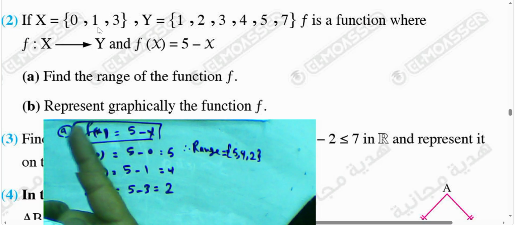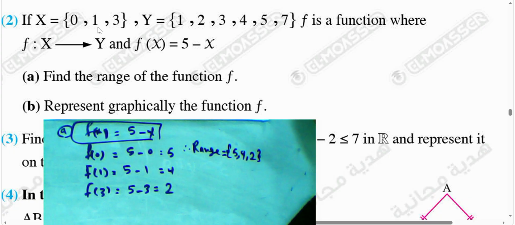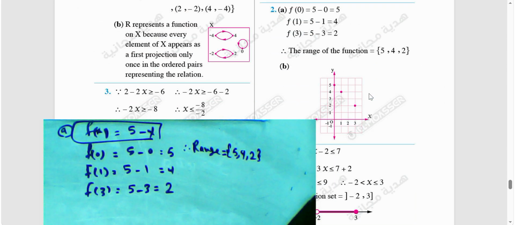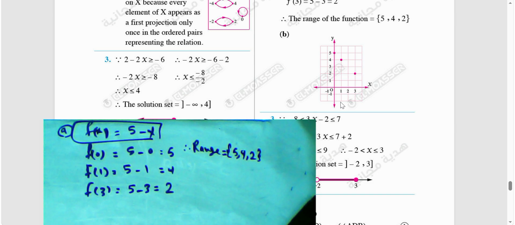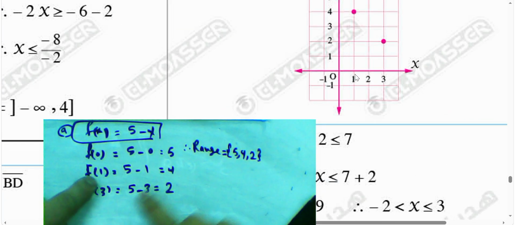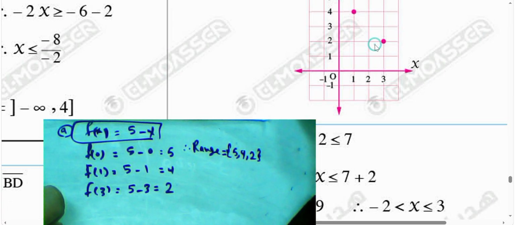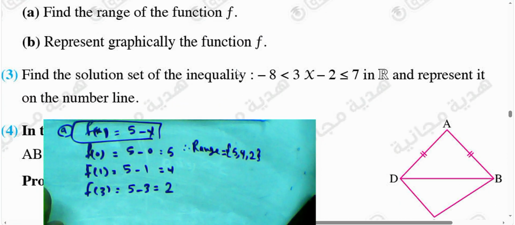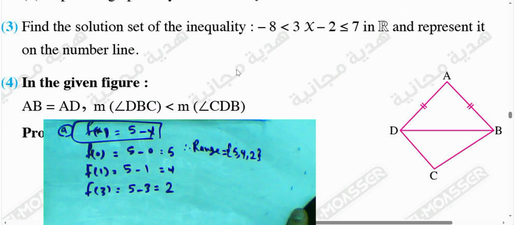Okay, and then he wants us to represent the function graphically. You can draw the x-axis and y-axis like this and put the images in it. The image of 0 is 5. Look here, 0 with 5, 1 with 4 and 3 with 2. This is the graph for this question. Next question: find the solution set of the inequality here.